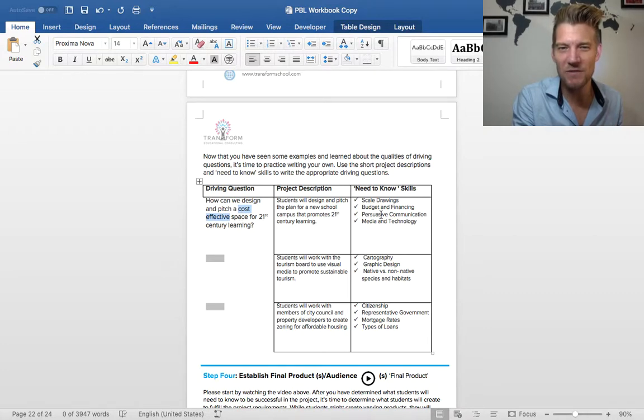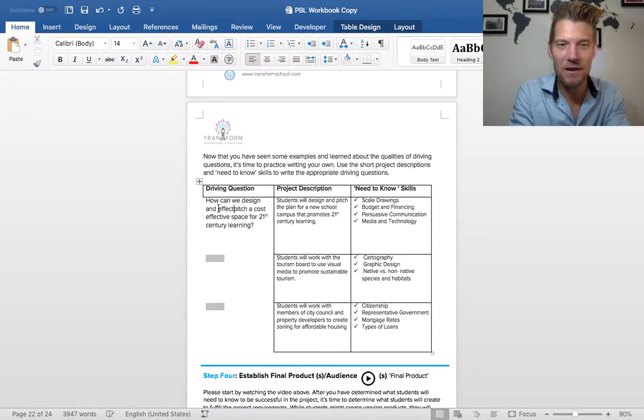They have to use persuasive communication, so I need to get that somewhere in the driving question. They have to pitch. I might say, and effectively pitch, perhaps. I'm putting that indicator in there. Now, as you see, what I'm doing as I'm going through this driving question is I am starting with a question, then I'm going back to say, did I get those need to know skills down? So how can we design and effectively pitch a cost-effective space for 21st century learning?